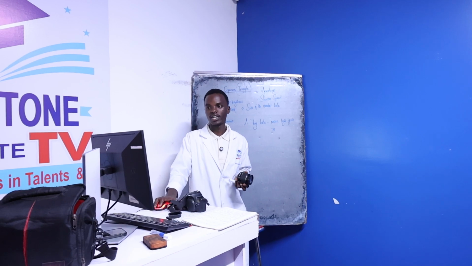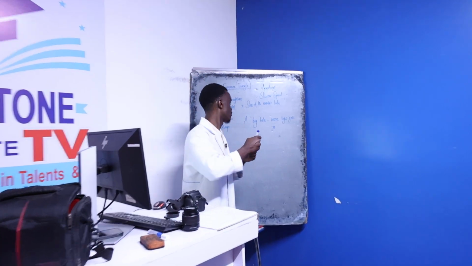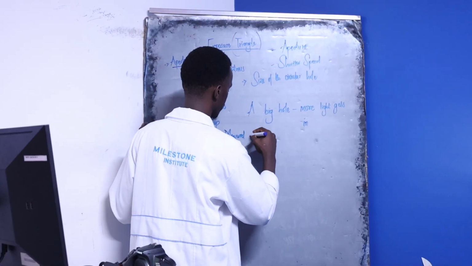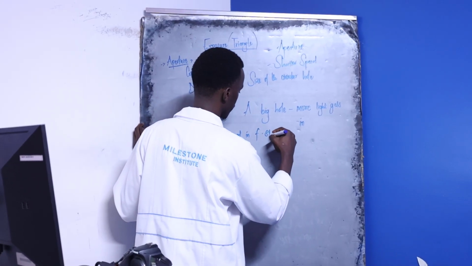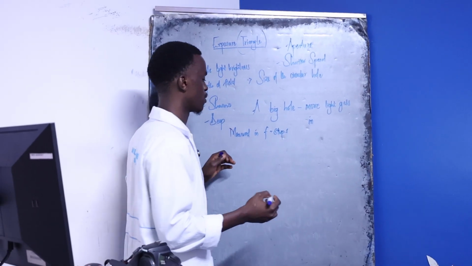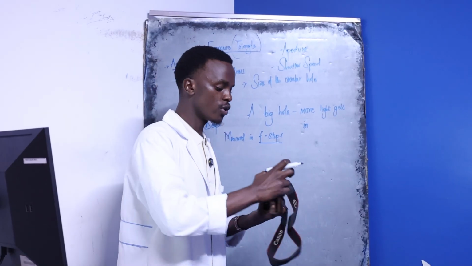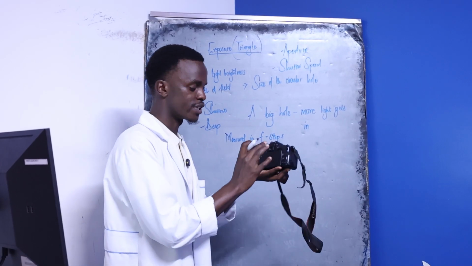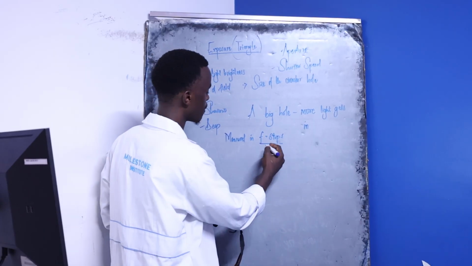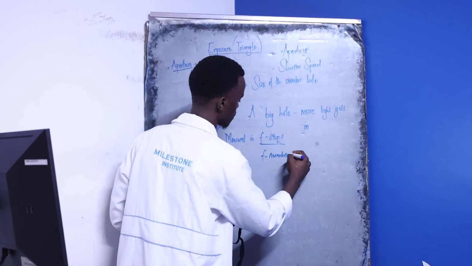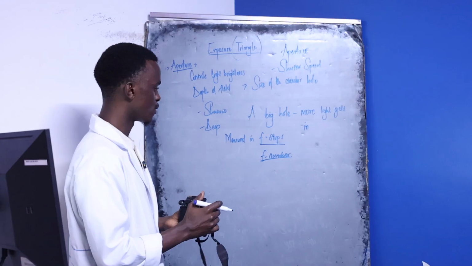Something else we need to know is that aperture is measured in f-stops. So once you take your camera and you want to adjust the setting, whatever you will find is labeled F number. You can call them F numbers.